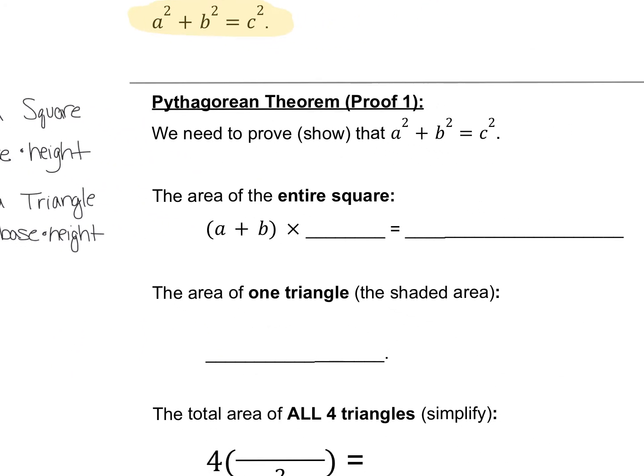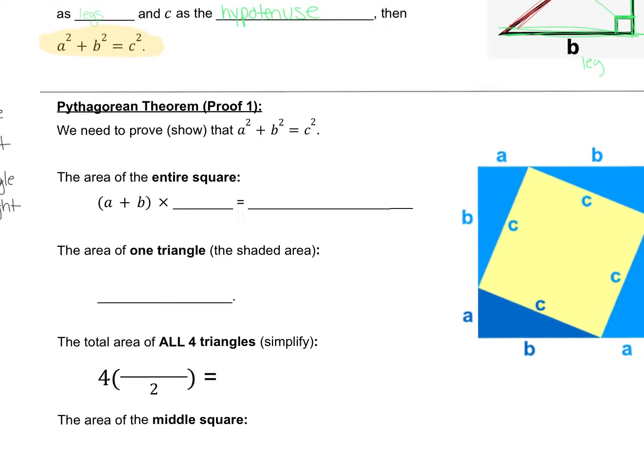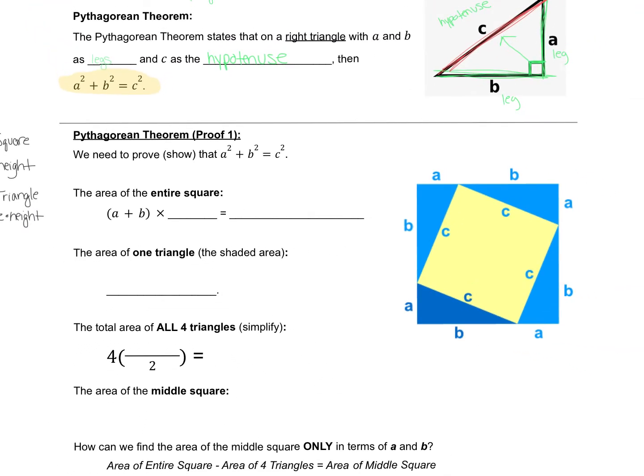So we need to show the area of the entire square. So we're going to be using this picture off to the side. So first, let's do the area of the entire square. So I'm going to do this in red. So if I have my sides, and I want everything that's in between it. So let's highlight the red.